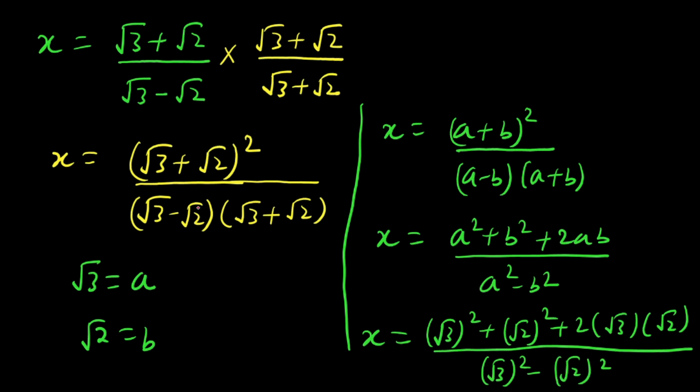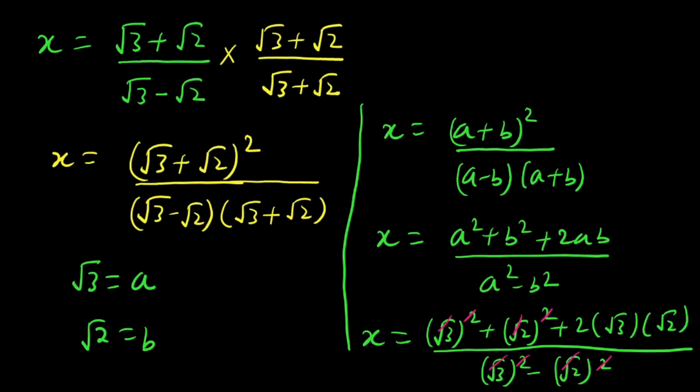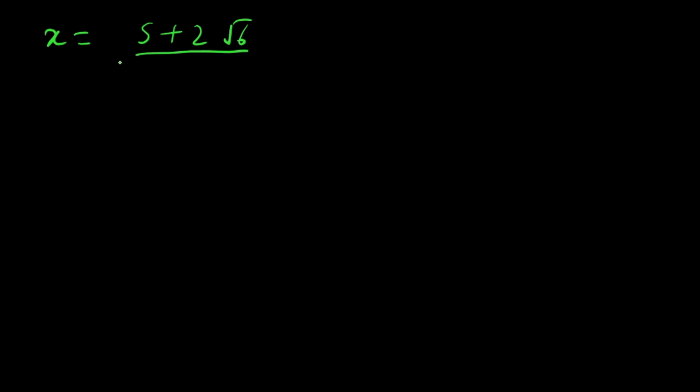Now the square root is cancelled out by this square, this root is cancelled out by this square, and this root is cancelled out by this square, and this root is cancelled out by this square. Then the value of x = in the numerator 3 + 2 is 5, plus 2√6, and in the denominator 3 − 2 is 1. So the value of x = 5 + 2√6.